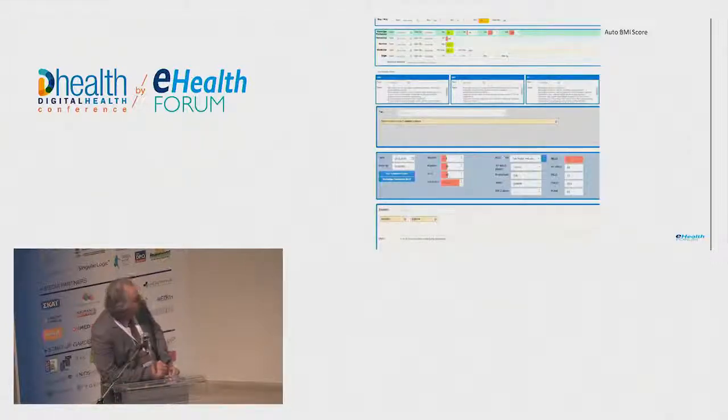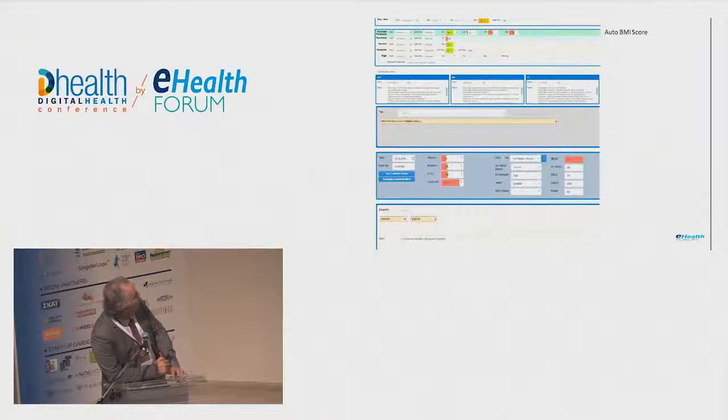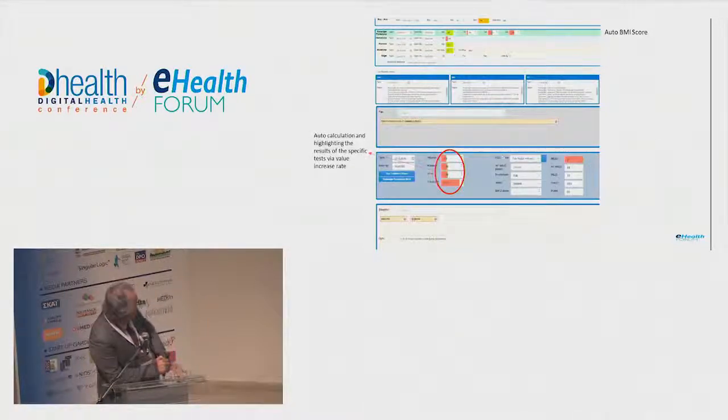This is another decision support. Here you see auto BMI score right here. And for any patient, if there is any request for specific lab results, the system starts measuring and calculating MELD. And then auto calculation of MELD value, if it's increased, MELD health score, child score. And then the system automatically gets the results from the laboratory.